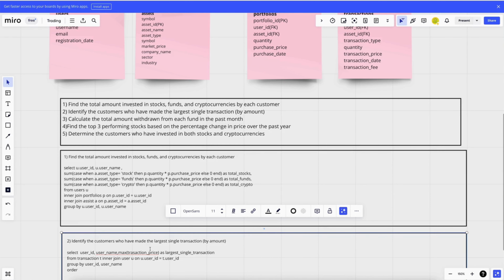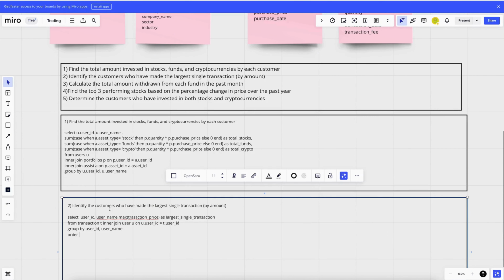And the other requirement is to identify the customers who have made the largest one. So that should be only a single one. So we'll just do a limit. So that should be order by the column which we extracted for the maximum transaction price, and we can have a limit one.